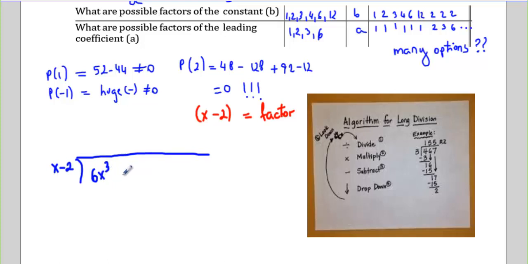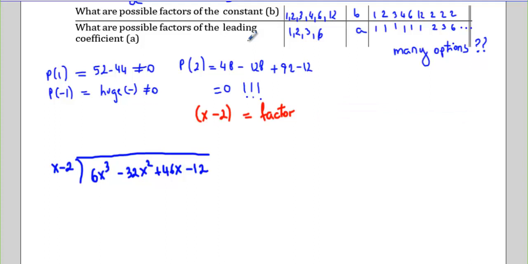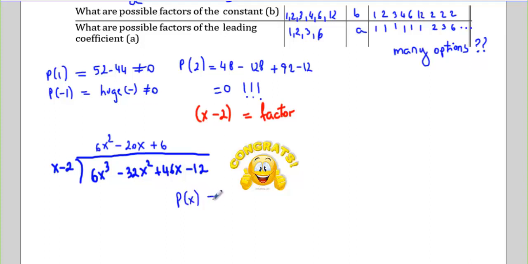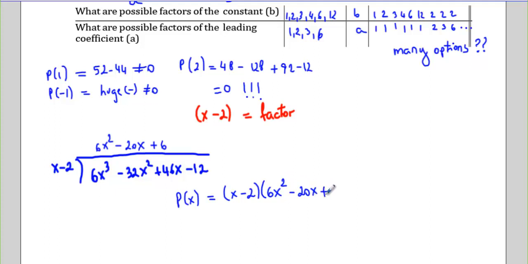And again, I want you to take a couple of minutes and perform that division on your own. Practice does make perfect. So 6x cubed minus 32x squared plus 46x minus 12 divided by x minus 2. Please use all your skills and check your answers. You should get a remainder of 0, right? Because we know x minus 2 is a factor. And we found a quotient based on this long division of 6x squared minus 20x plus 6.